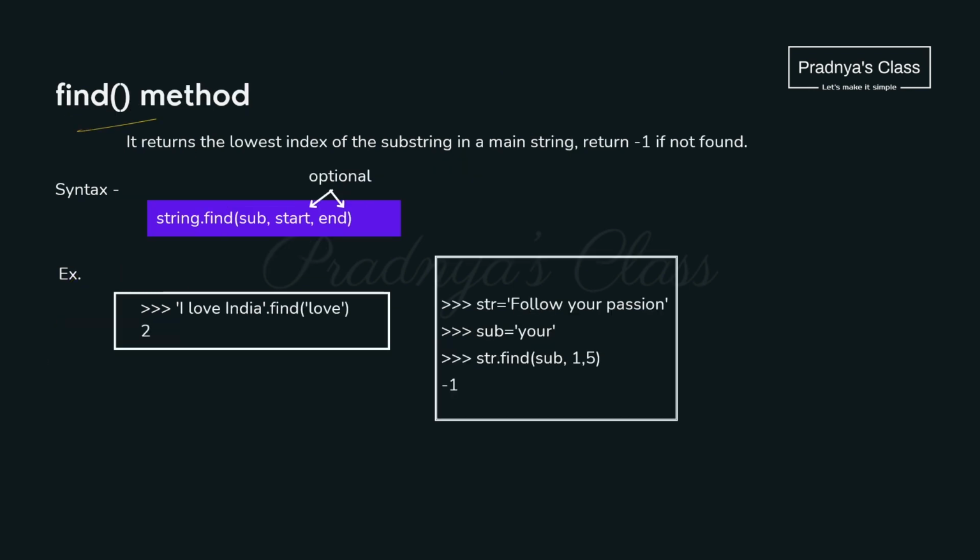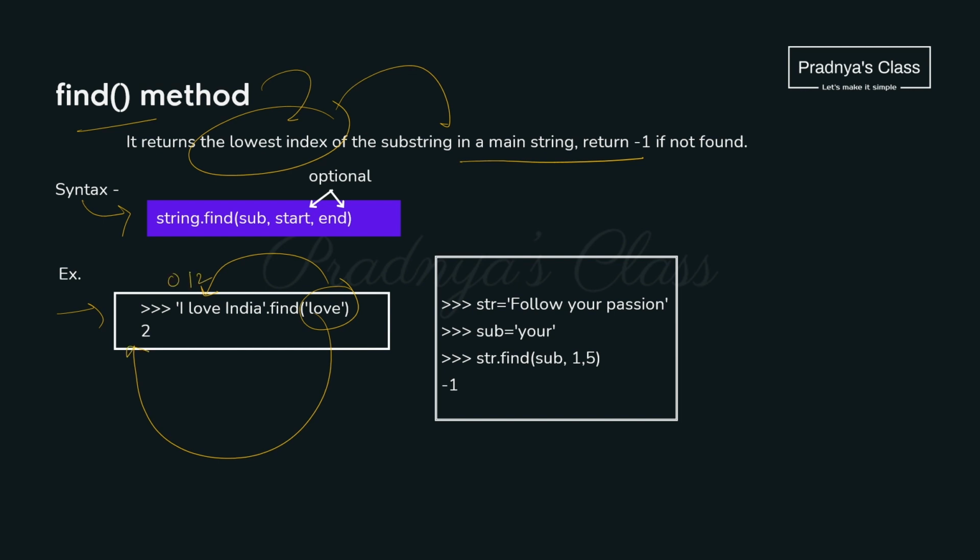Here is the third function find. It finds the lowest index of the substring in a main string. Here is the syntax. Look at the example. We need to find the substring in the main string. This string is getting started with the index 2. So we got 2 here.